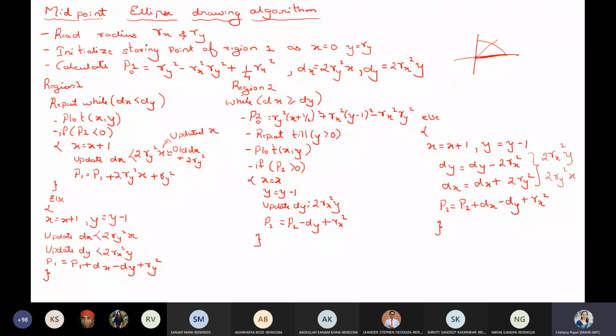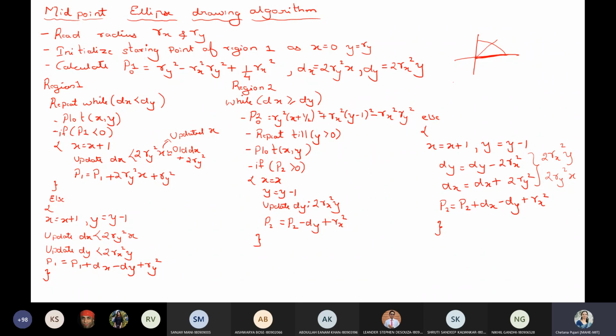Because when we did the derivation for region 1 and region 2, we have not considered dx dy, right? So I have explained why we need dx dy in one more slide, saying the slope of the curve. There I have explained what you mean by dx, what you mean by dy, and what is the condition when you need to stop calculating the coordinates for region 1: when your slope is equal to -1. We have seen that when your dx is equal to dy, at that time the slope is equal to -1. So using that condition, we are going to write this algorithm.